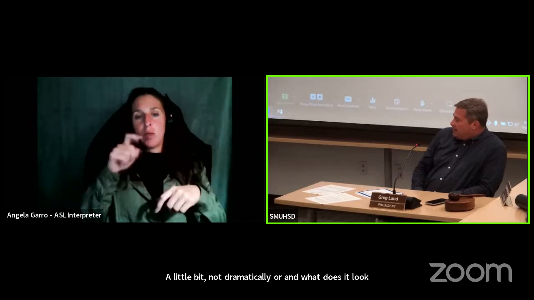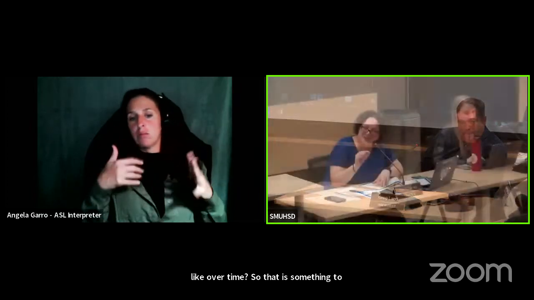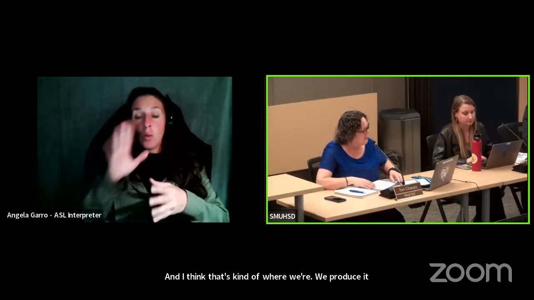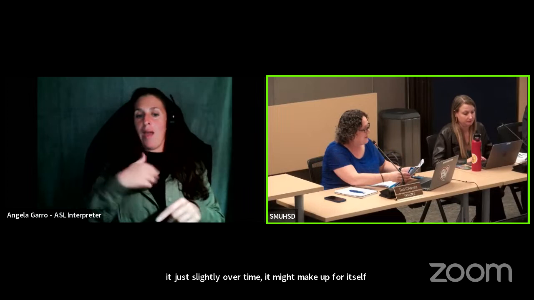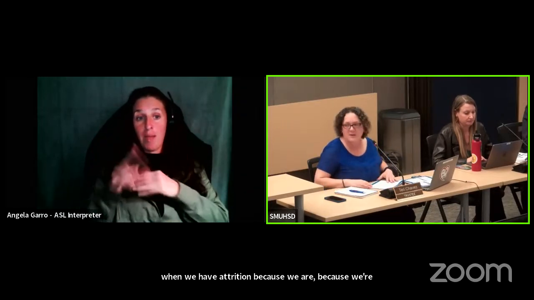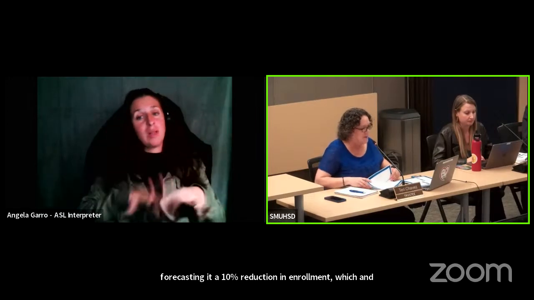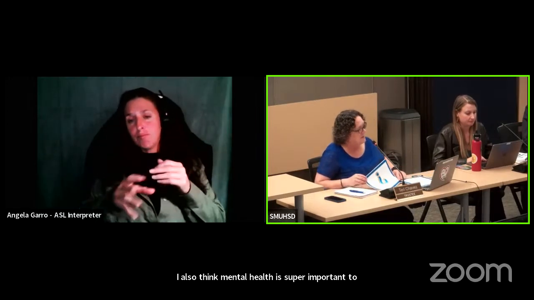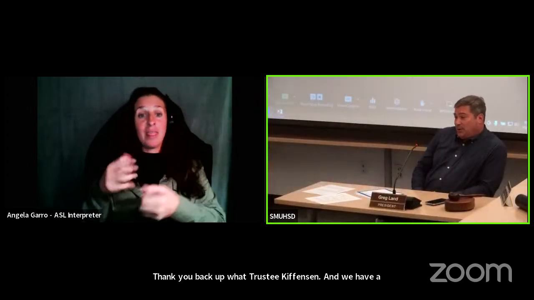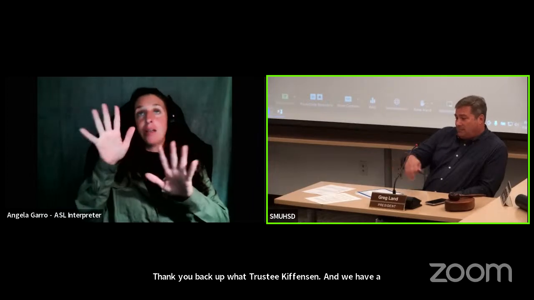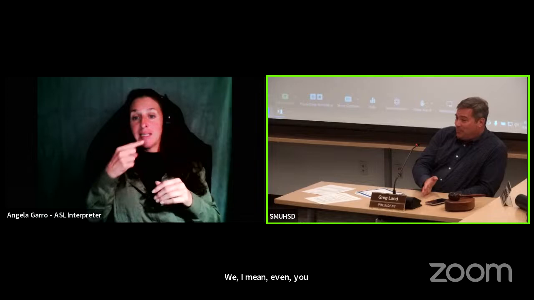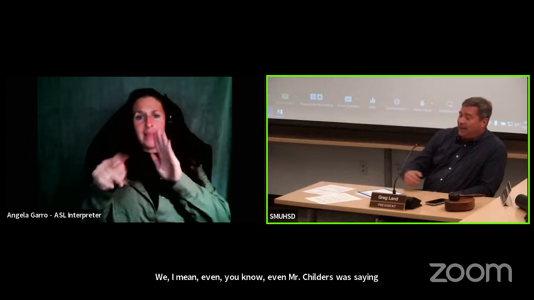And I think that's kind of where we're at. And then if we reduce it just slightly over time, it might make up for itself when we have attrition, because we're forecasting a 10% reduction in enrollment. And I also think mental health is super important, to just piggyback off what Trustee Griffin said. And we have a very healthy reserve. We don't want to eliminate it by any stretch of the imagination. Even Mr. Childress was saying, hey, there was a time when we knew when it was bad and it was hard to bring it back, and it even took a few years.